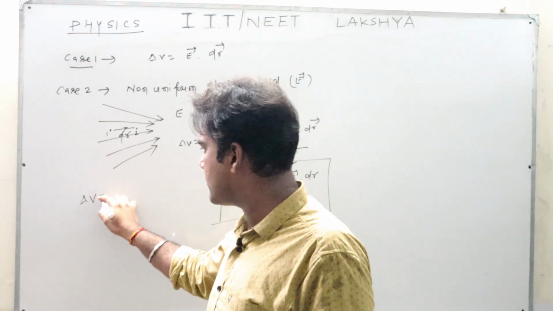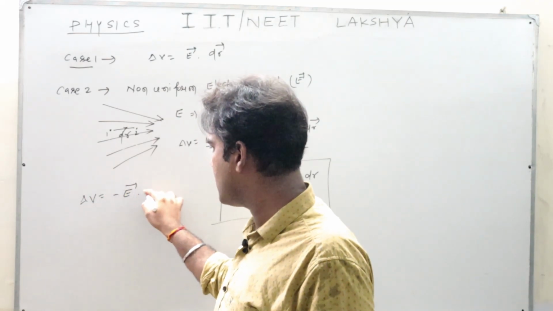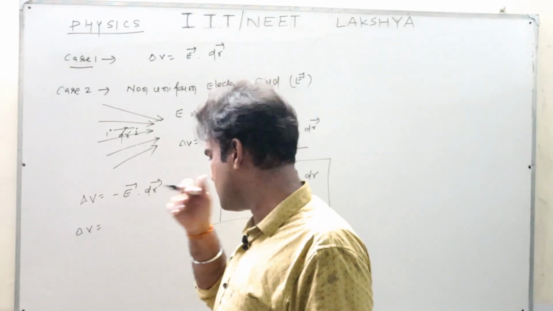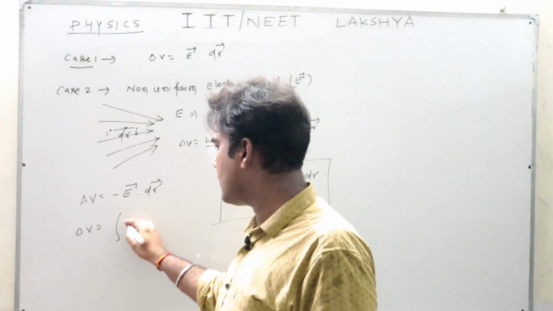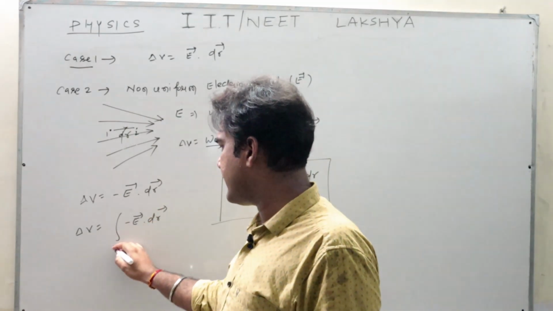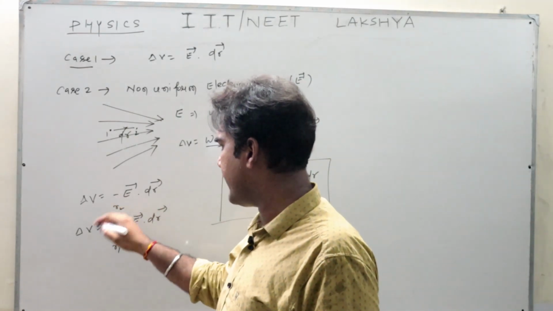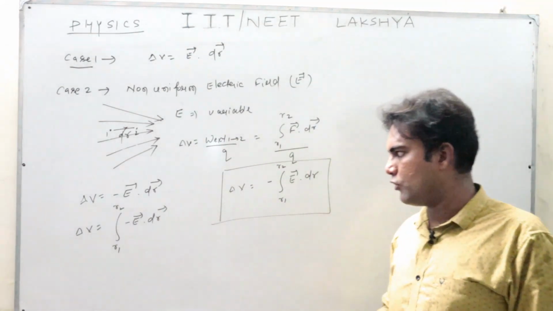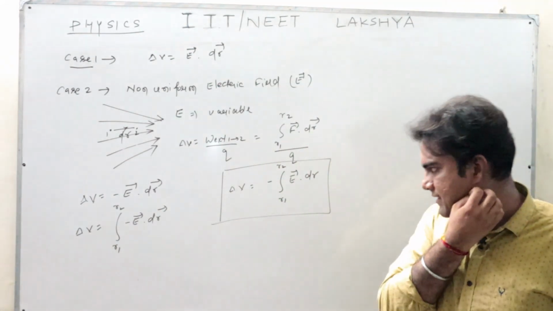So delta V is equal to minus E dot dr for uniform, or I can write delta V is equal to the integral of minus E dot dr, integrated from initial position to final position, r1 to r2. That is for uniform, this is for non-uniform. So that is as far as this is concerned.